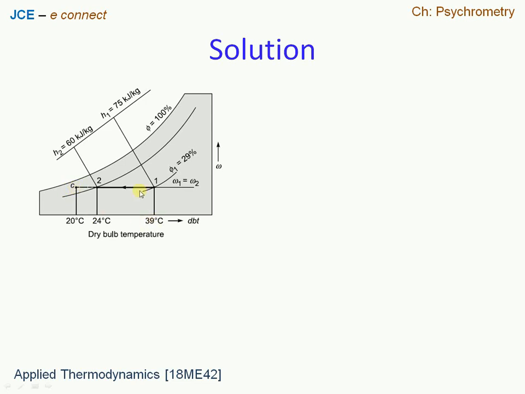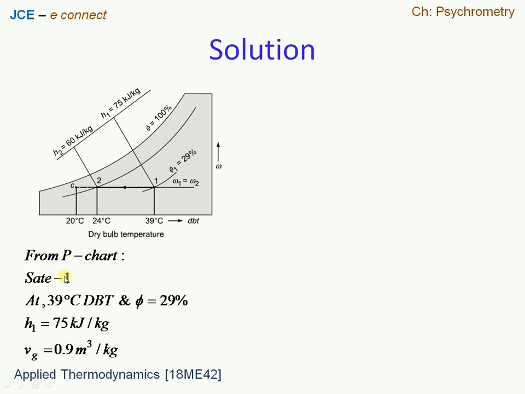So these are the conditions of the moist air at state point 1 and state point 2, and one can note down the relative humidity along this line by looking into the psychrometry chart. From state point 1 on the P chart, we can note down enthalpy as 75 kilojoule per kg, and at state point 1 one can look at the specific volume lines. That data is not shown here, but on the P chart one can note it down, and that comes to 0.9 meter cube per kg. There is a reason why we are looking at this value.